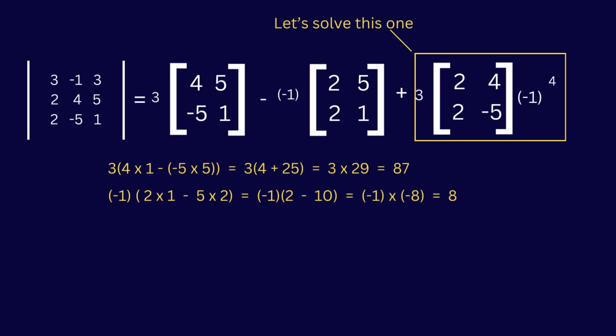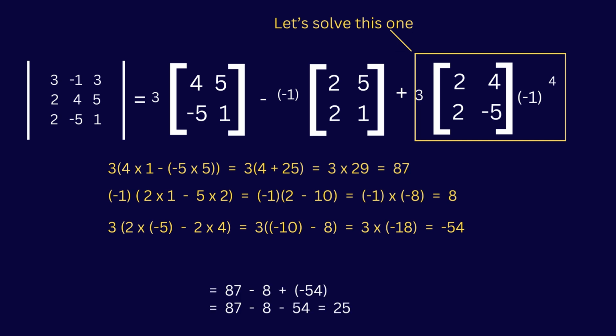Let's solve this one now. 3 times the determinant of the matrix with elements 2, 4, 2 and negative 5. To find the determinant, multiply 2 by negative 5, then subtract the product of 2 and 4. This gives us 3 times the quantity of negative 10 minus 8. Simplifying, we have 3 times negative 18, which equals negative 54. Finally, the determinant of our 3 by 3 matrix equals 87 minus 8 plus negative 54. So the final answer is 25.